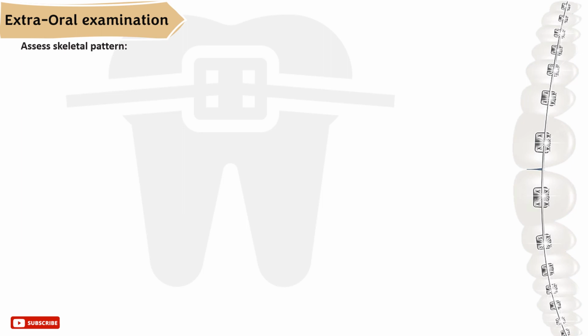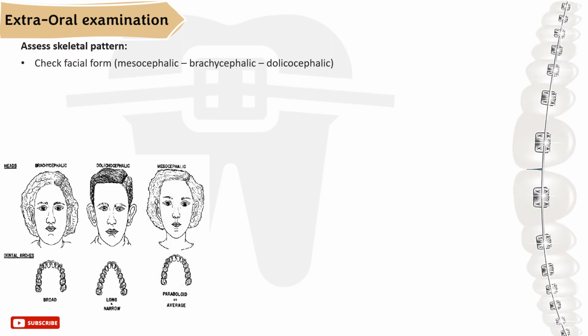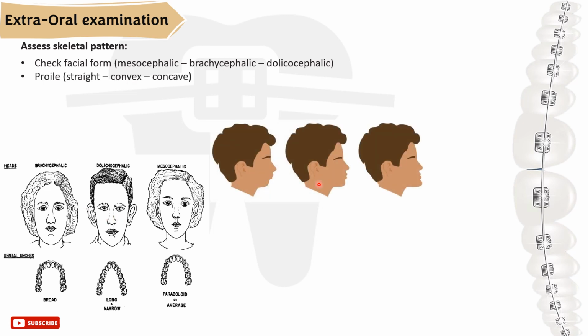Moving on to the clinical examination, you should start with the extraoral examination and assessing the skeletal pattern of the patient. Check the facial form. Is it mesocephalic, brachycephalic, or dolichocephalic? Check the profile. Is it straight, convex, or concave?